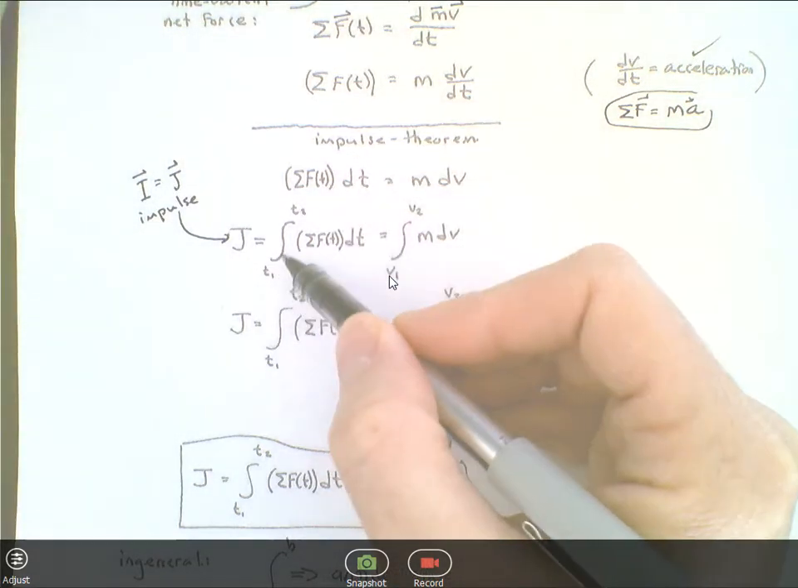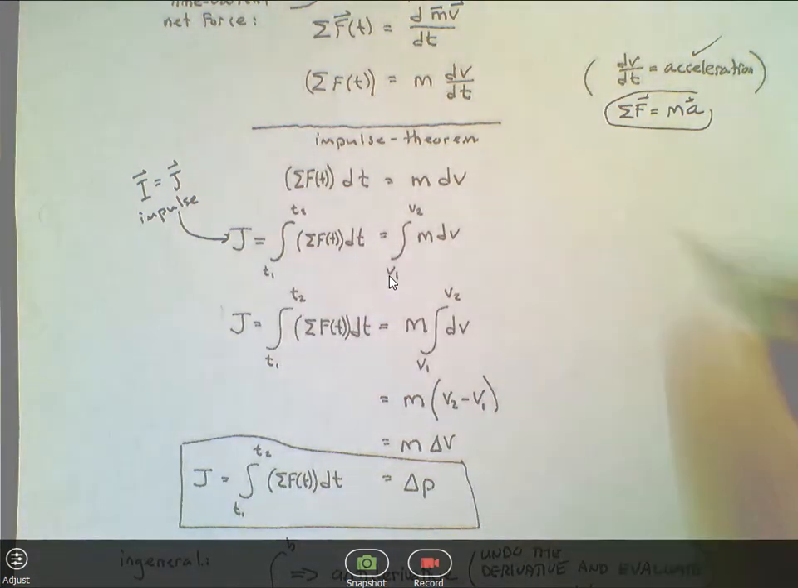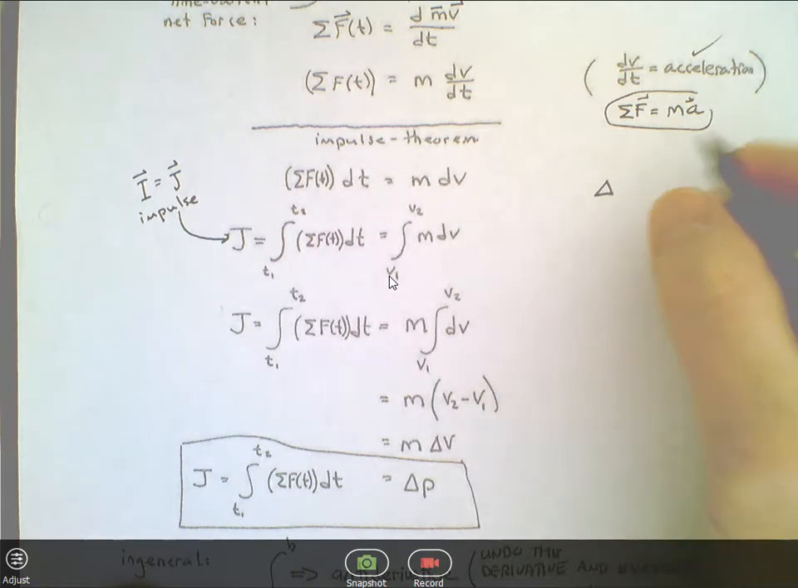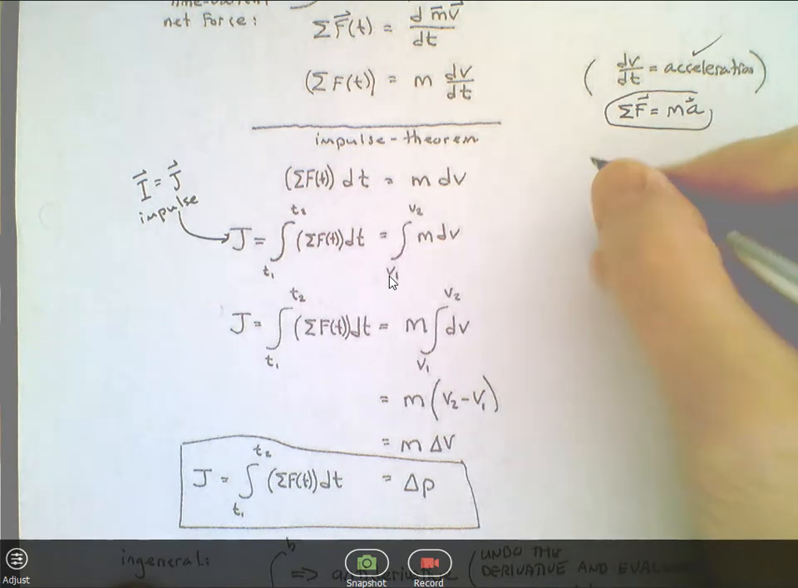Here's the cool part. We're going to introduce these things here, these integral signs. Okay? So in math, the secant, the delta, becomes the derivative. So this is the average.